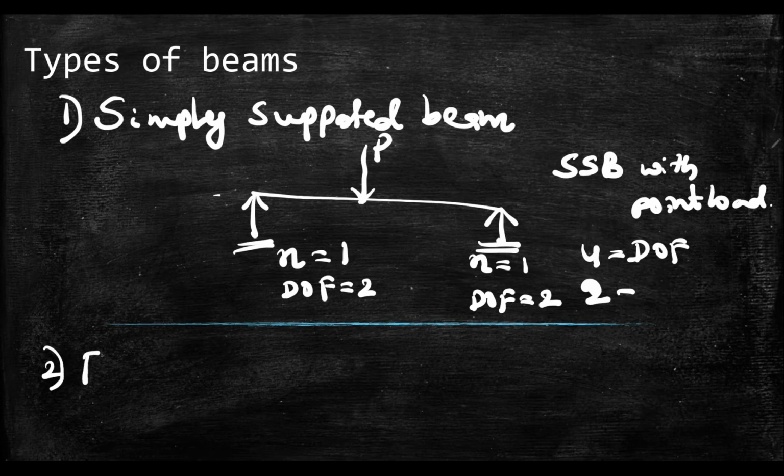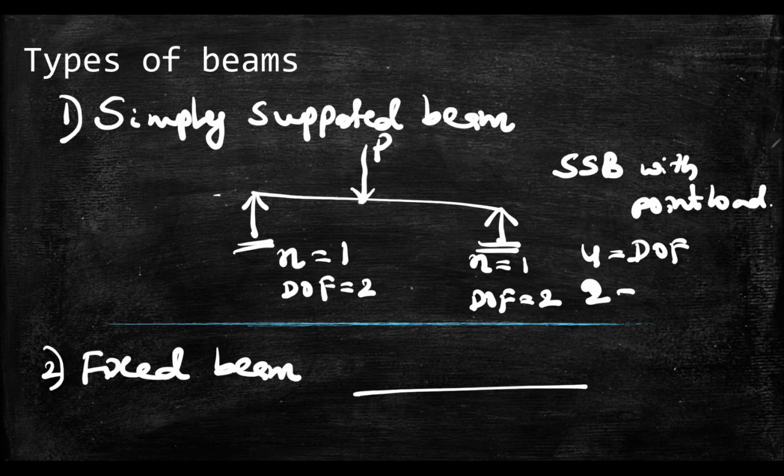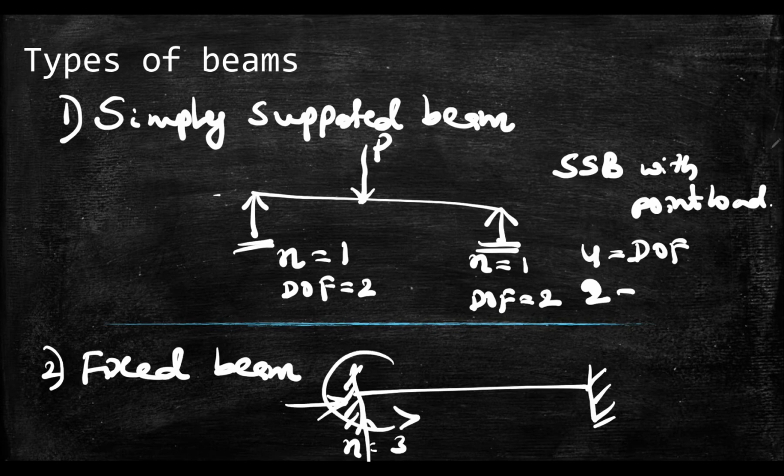Next we can take it as fixed beam. The beam which has been supported both sides by using fixed support is fixed beam. That's it. See, number of unknowns here you need to calculate is 3: horizontal reaction, vertical reaction and rotation. Here also same thing, number of unknown is 3. So total number of unknowns you need to calculate in this case is 6. Degrees of freedom in this case is 0. Here also 0, here also 0.